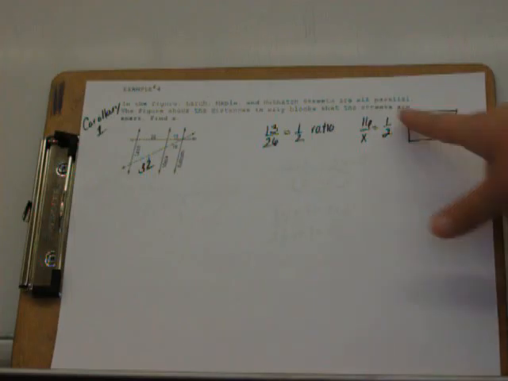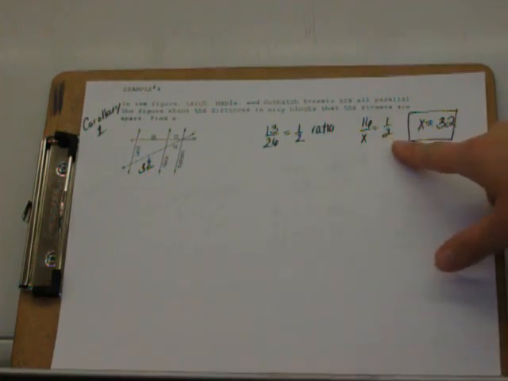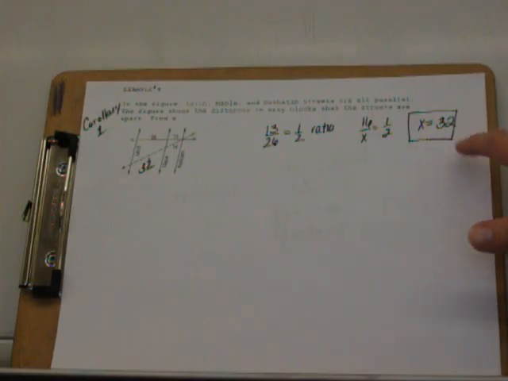So what I did here is I set up a proportion over here. I knew that 13 over 26 was 1/2, so I reduced it to make my math easier. So then I doubled my 16, and that equals X. So in this case, using corollary number 1, X is 32. So why don't you take a minute, pause the video, and take a look at the next example.